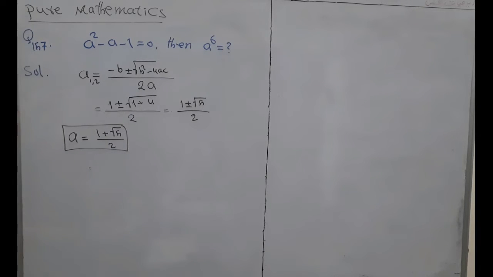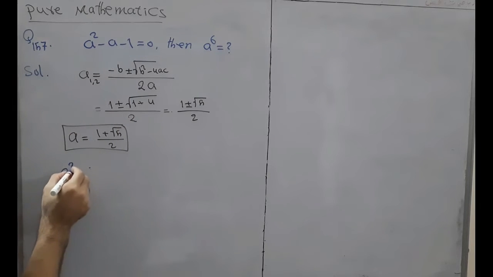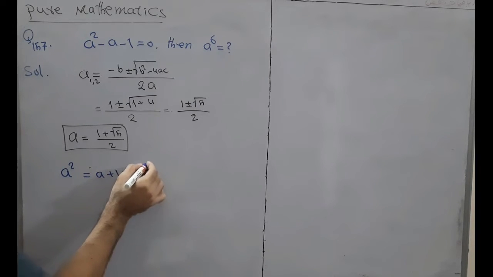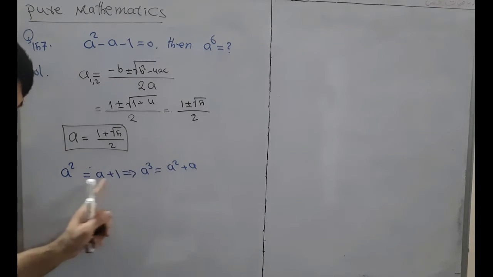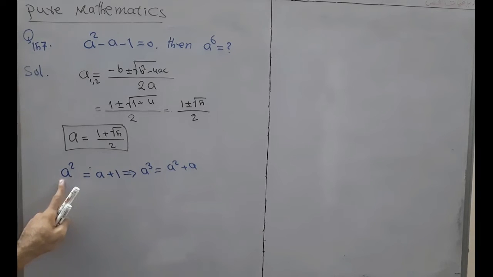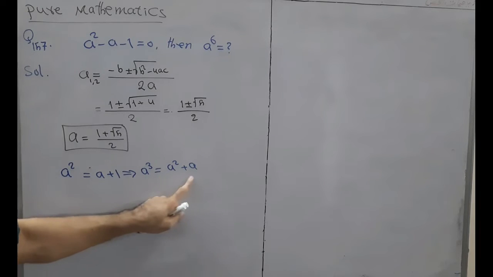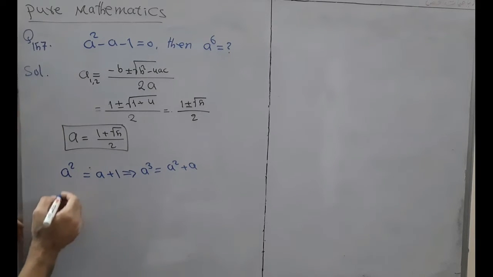Now we want to use a trick, another method. a to the power 2 is equal to a plus 1. Multiply both sides by a, then we get a cube is equal to a square plus a. Both sides multiply by a again.